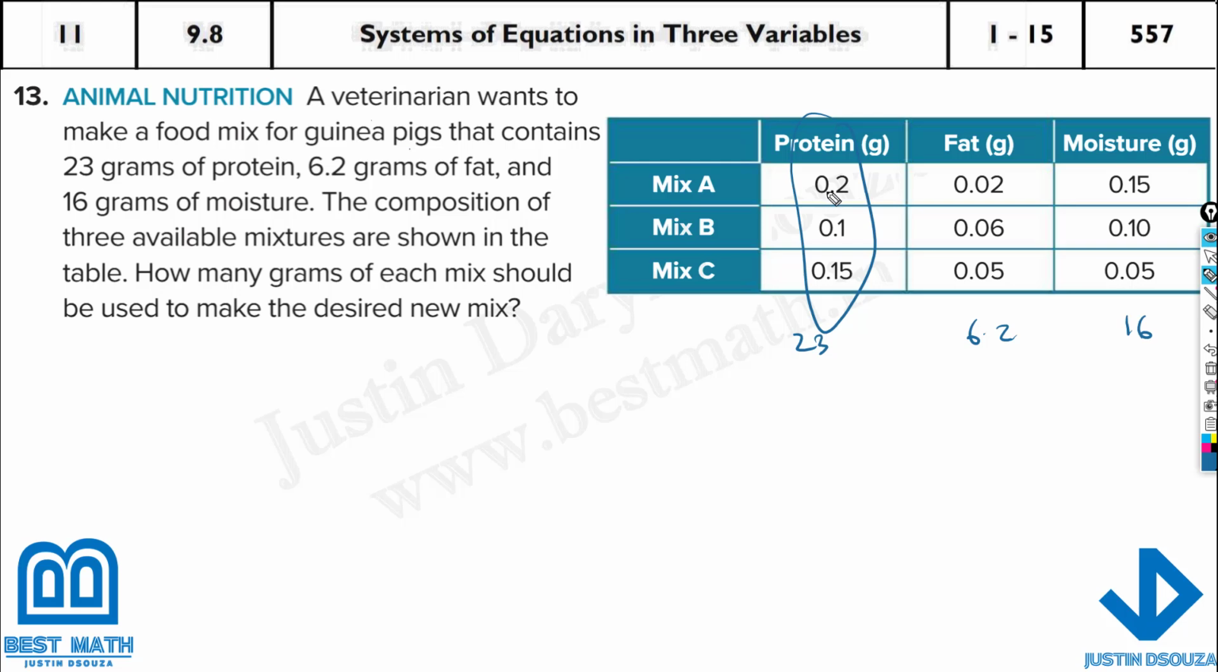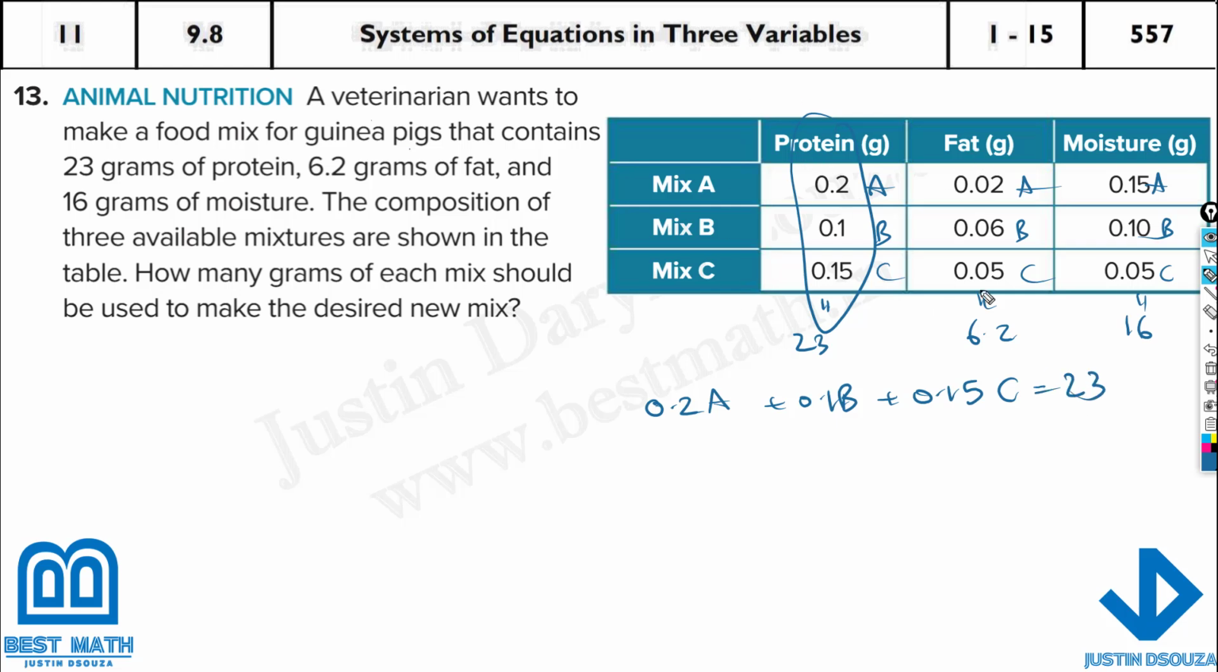Now they told us this is mix A. So everything over here is A, A, A. This is B, B, B. And lastly we have C, C, C. That sum must be equal to 23 here and here. So now let's write the simultaneous equations. Don't write it as 0.2 plus 0.1. No, here A doesn't make sense. It should be 0.2A plus 0.1B. Let me write it out. 0.2A plus 0.1B plus 0.15C. That is equal to 23.